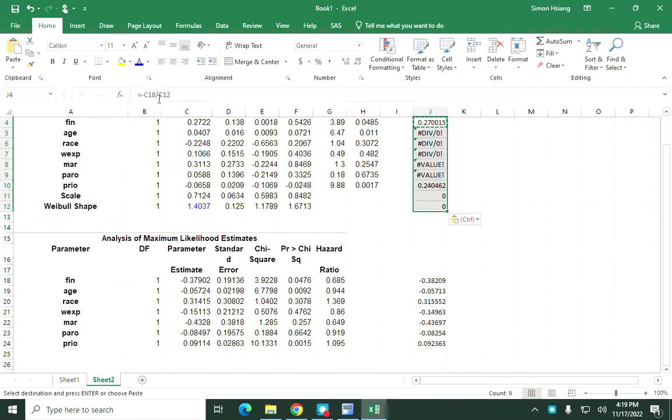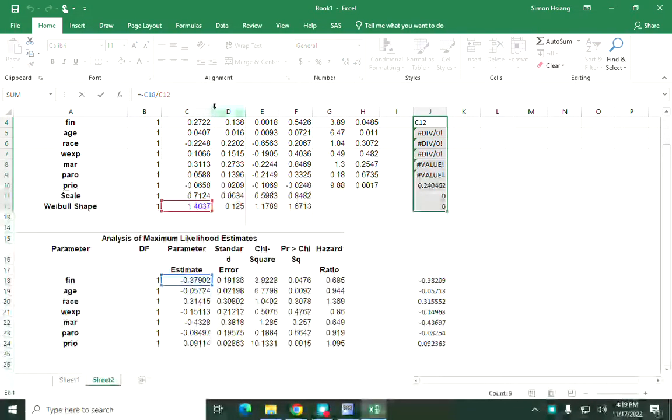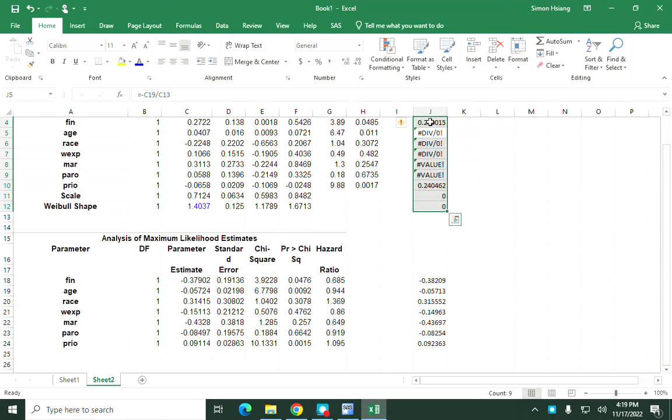Oh, again, I have to lock it. Okay. Huh? What happened? Oh, the last two is not the parameter.